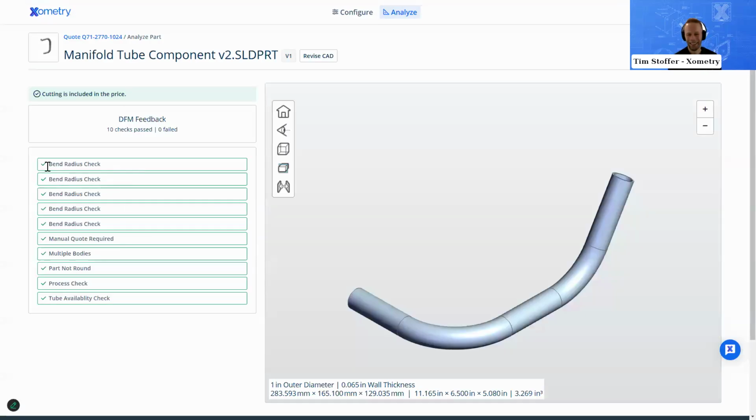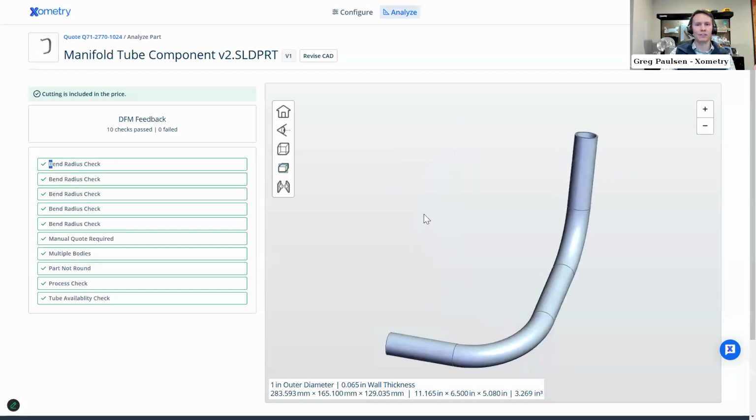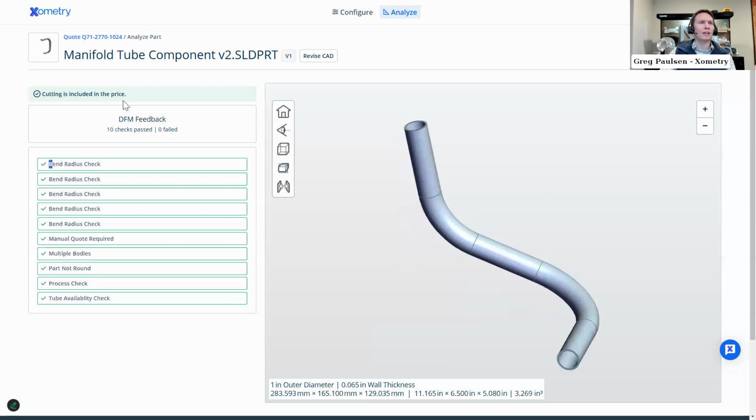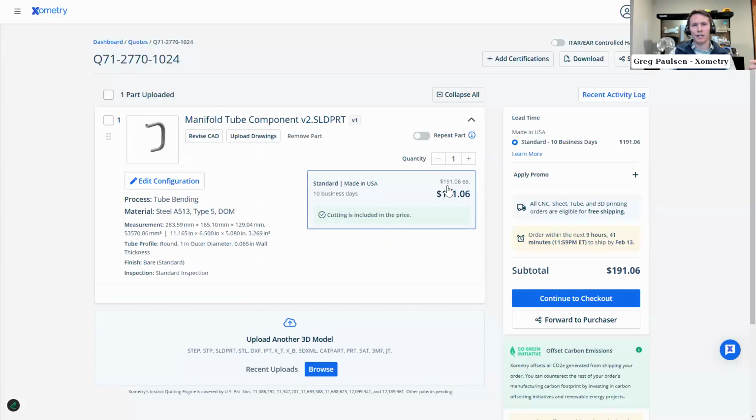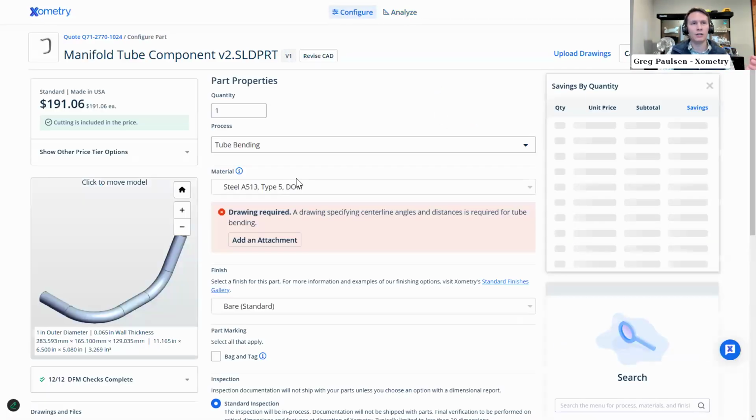So with this updated file uploaded here, we're checking the bend radii, we're checking the bodies, we're checking the availability in A513, looking good for this. Everything looks fine, and I'm getting my instant quote. That pricing and lead time is real. This is not an estimator program. This is buy it now. And so you as a customer can continue the checkout, or you can continue to your configurations of this quote.